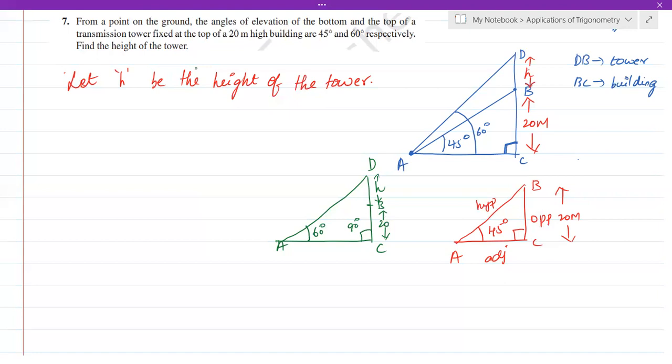That is, you're going to find the value of AC. In both the triangles, you're going to find the value of AC using tan, and you're going to equate it. That's what we are going to do. In both the triangles, AC is common. So we're going to find AC in both the cases. Let me do it and show you.